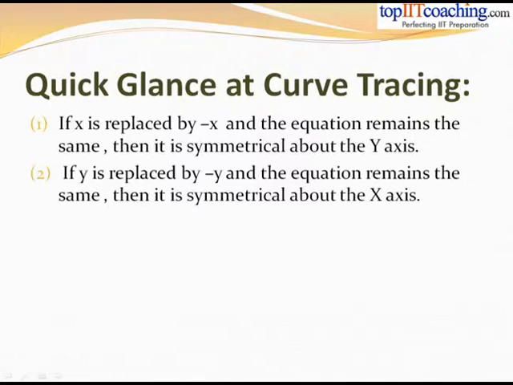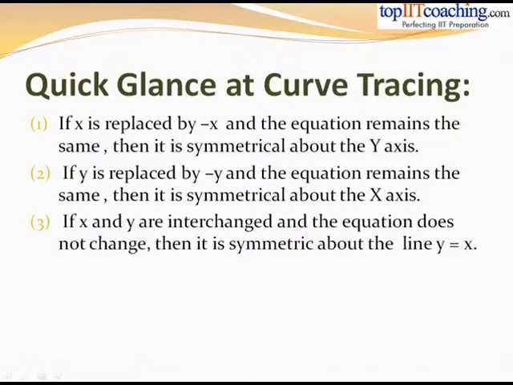The second is, if y is replaced by minus y and the equation remains the same, then it is symmetrical about the x-axis. So if y is replaced by minus y and the equation remains the same, then we can say that this curve is symmetrical about the x-axis. For example, the curve y square equal to 4ax. We know that this is a parabola and it is symmetrical about the x-axis. So if y is replaced by minus y and the equation remains the same, then we can say that it is symmetrical about the x-axis.